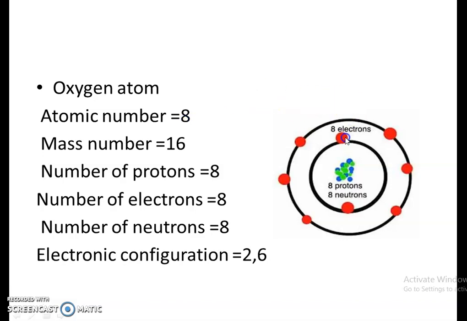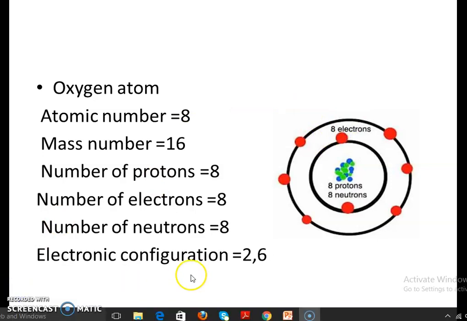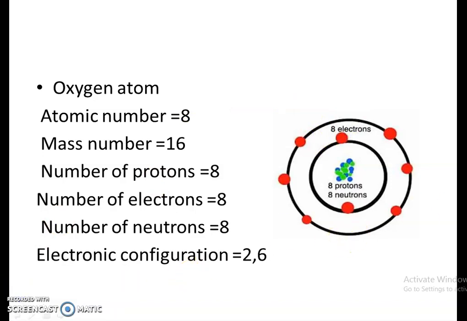The first shell is already occupied, so here we can see that the first shell has already occupied 2 electrons. So the remaining number of electrons in the oxygen atom is 6. So the second shell will occupy 6 electrons. So total 2 plus 6, 8. So the first shell occupied 2 electrons, the second shell occupied 6 electrons.